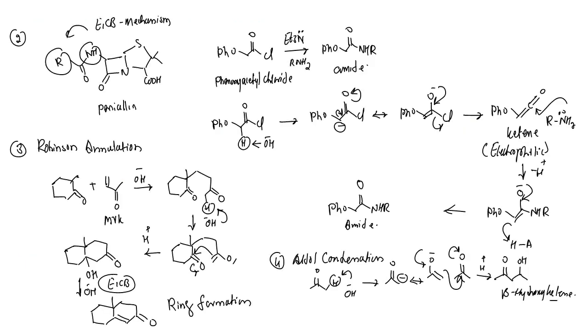The second application of E1cb mechanism is noted during the synthesis of penicillin, in which the side chain to a beta lactam ring can be incorporated through the application of E1cb mechanism by choosing the substrate phenoxyacetyl chloride that is converted into an amide functionality. Here I have given a mechanism.